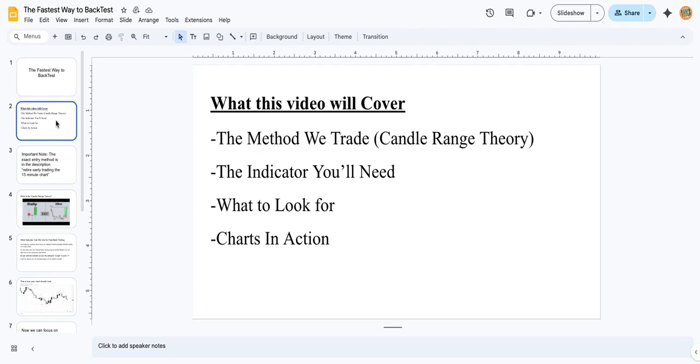All right, so first off, we need to understand that this video is going to cover the method that we trade under the umbrella of the candle range theory. I'm going to tell you the indicator that you will need. I'm going to tell you what to look for, and we'll take a look at a couple charts in action.